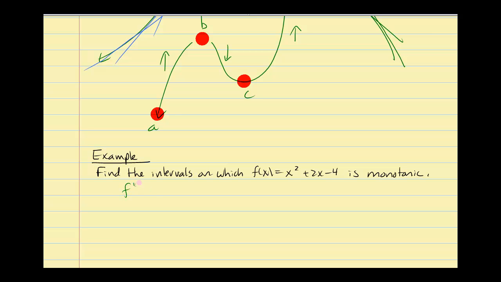First thing we want to do is take a derivative. The derivative of x squared plus 2x minus 4 is 2x plus 2. And then we set it equal to 0 in order to find critical numbers. Here we have 2x plus 2 equals 0.